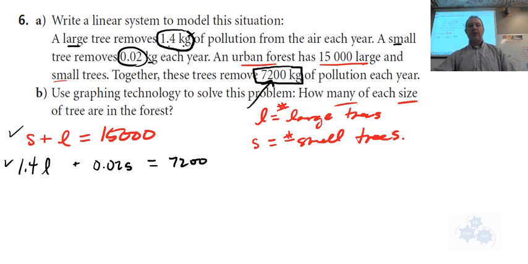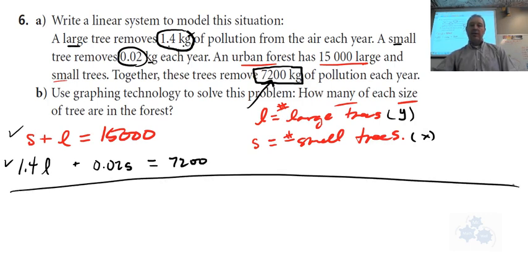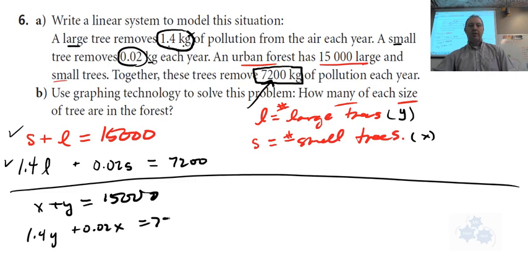Graphing technology. So what we need to do is figure out which is going to be our X and which is going to be our Y. It doesn't really matter, but we kind of need to solve for the Y one. Let's make L, Y, and let's make S, X. If you want to rewrite these to put them into your graphing calculator, I would suggest that. So this is going to be X plus Y is 15,000. That's the first one with X and Y. And then this is going to be 1.4Y plus 0.02X equals 7,200.